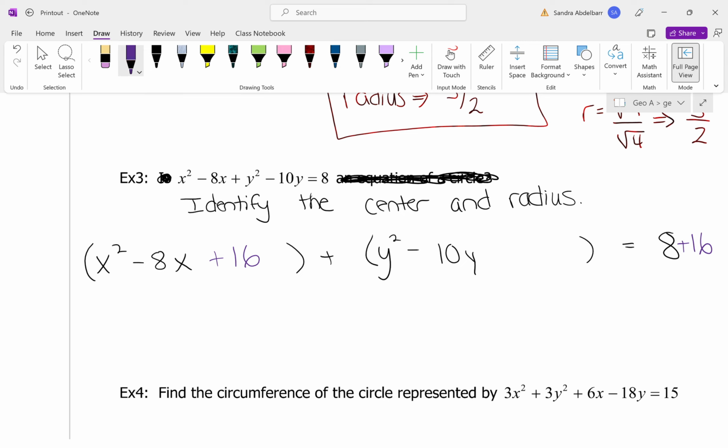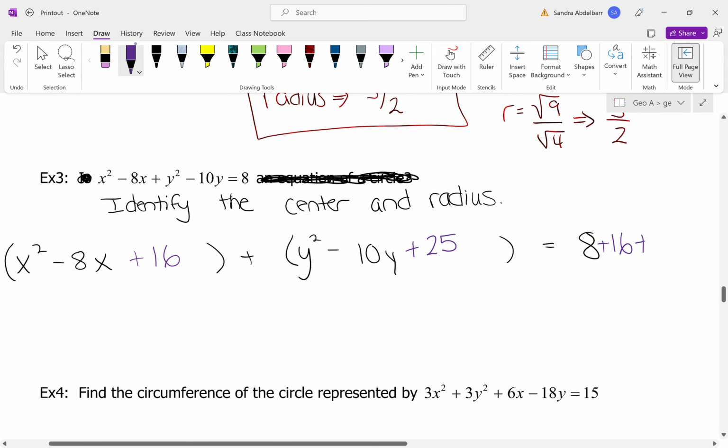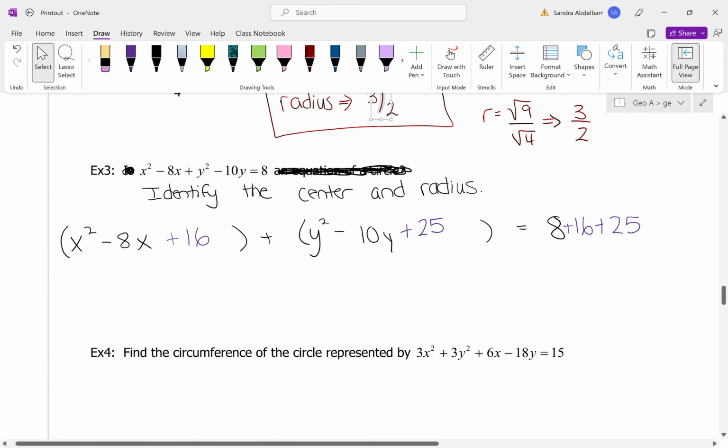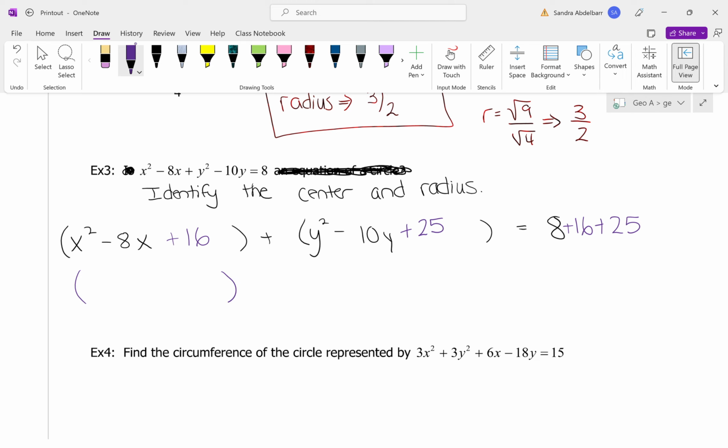Oscar, can you complete the square for the y parenthesis for me? Plus 25. You got it. Half of 10 is 5. 5 squared is 25. I add 25 to the left, I have to add 25 on the right. Michael, can you factor the two parentheses for me? Tell me what we end up getting. And then, okay, and that's going to equal 49.